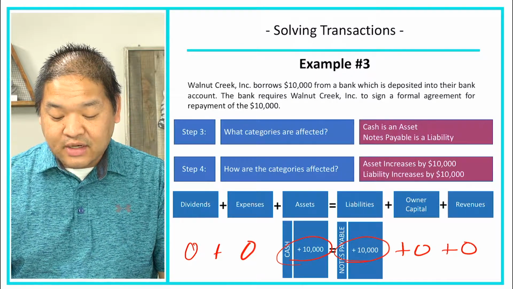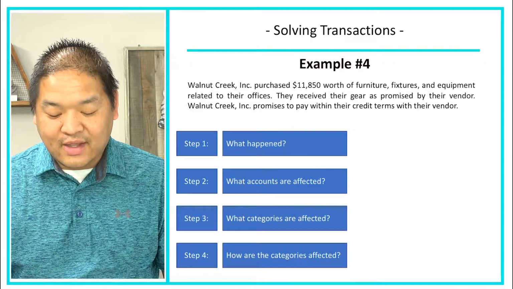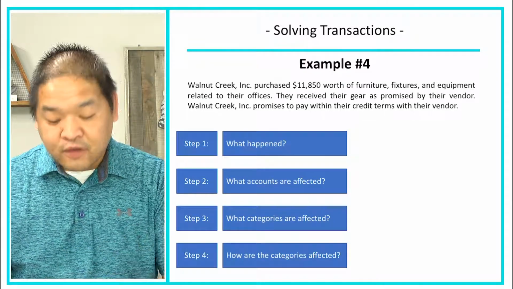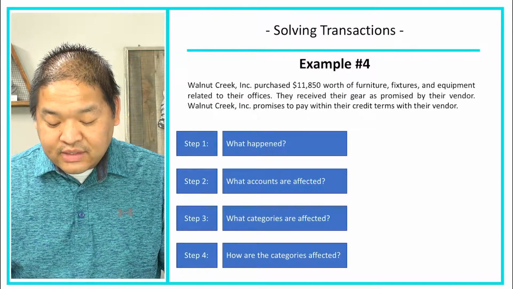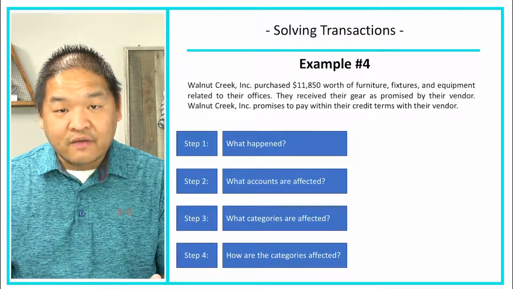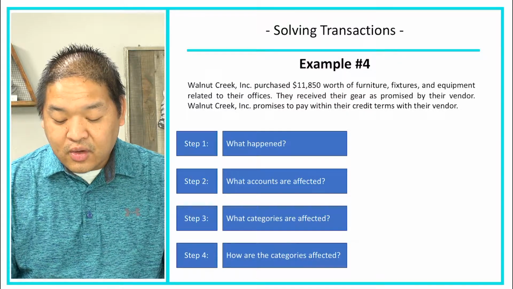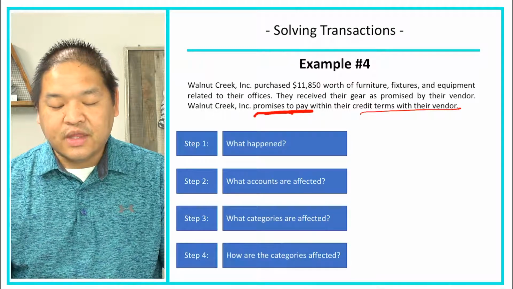So that is our example 3. Let's go ahead and move on to example 4 here. Walnut Creek Inc. purchased $11,850 worth of furniture, fixtures, and equipment related to their offices. They received their gear as promised by their vendor, so they've actually received it, so there was an exchange. Walnut Creek promises to pay within their credit terms with their vendor.